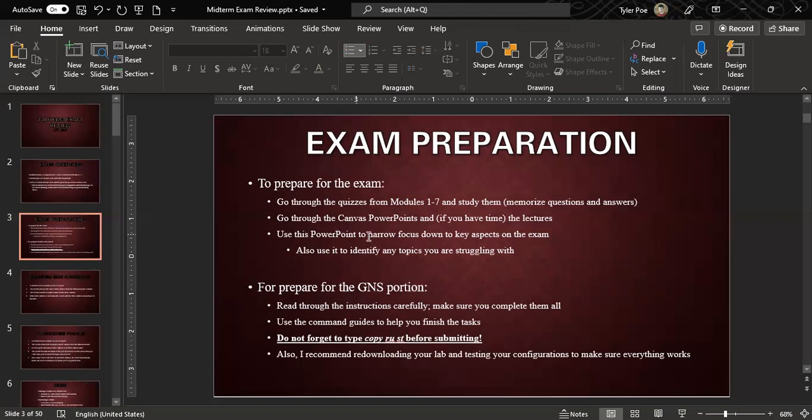I also recommend using this PowerPoint specifically to narrow down your focus on key aspects of the exam. So basically, this PowerPoint shows you general topics that will be covered or should be covered on it. You can use it to help you identify anything you're struggling with or don't completely understand. And then if you don't understand a certain concept, you can go to the appropriate module and watch lectures and read those PowerPoints. I also recommend a textbook if you have time as well. The textbook chapters are also helpful for topics you don't understand.